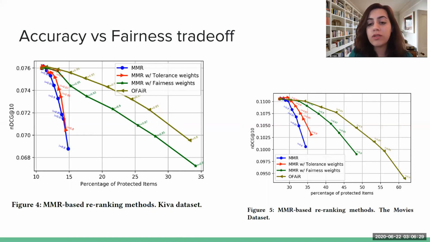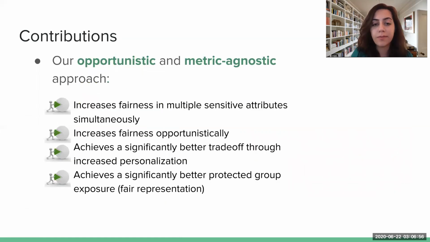The general trend shows that by incorporating re-ranking, the algorithms move the fraction of protected group from 11% to 34%. In both datasets, OFAIR outperforms the other algorithms in achieving a better accuracy-fairness trade-off. In the MovieLens dataset, MMR with only fairness weights improves fairness more than OFAIR, but OFAIR outperforms all the previous baselines in terms of accuracy.